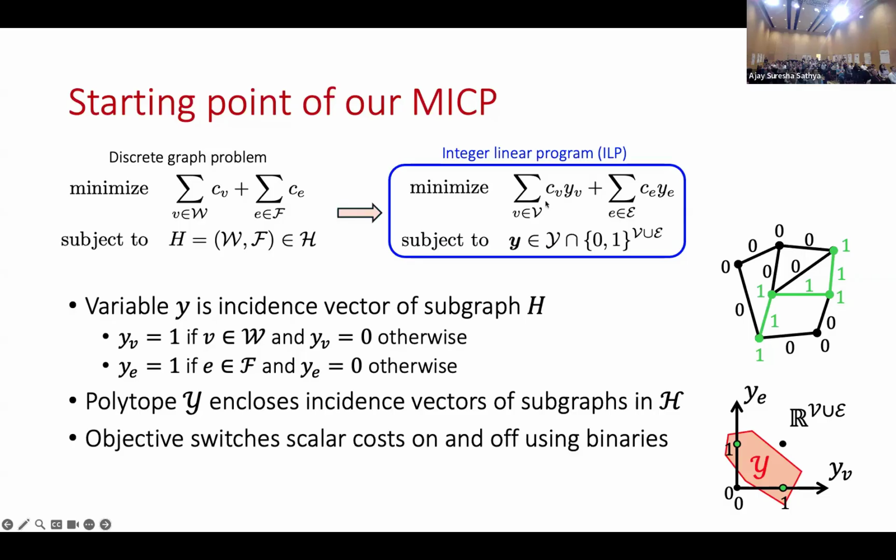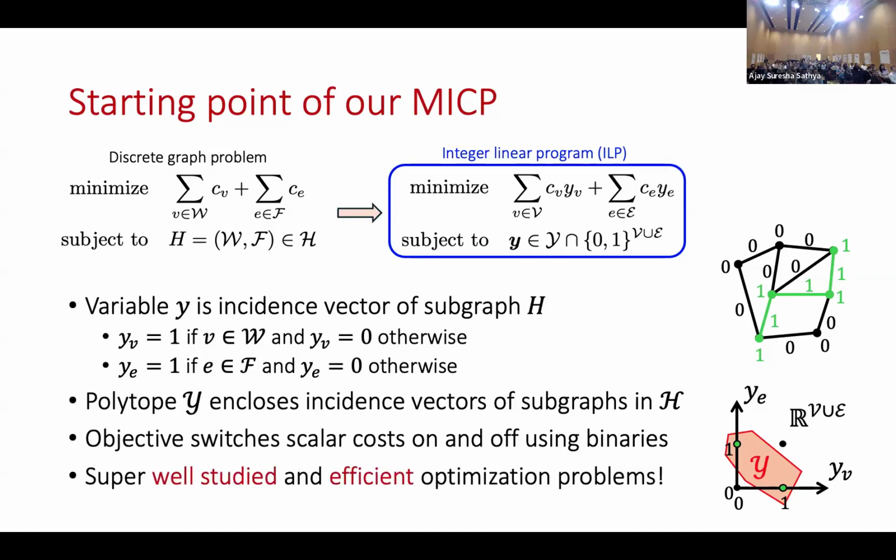The objective simply multiplies the scalar cost by the corresponding binary. So when the binary is 1, we pay the cost of the vertex or edge that we included in the subgraph. When the binary is 0, we don't pay anything.